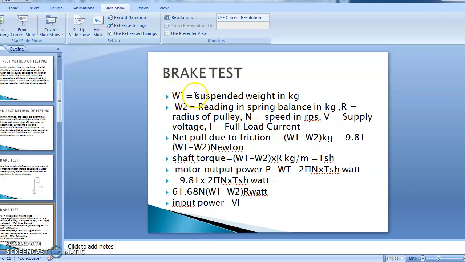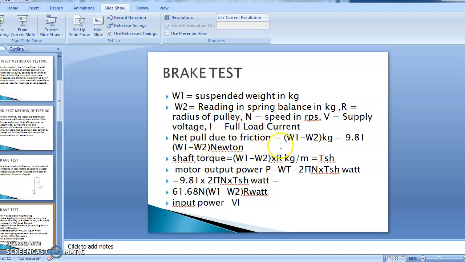First of all, W1 is the reading on one side of the pulley, the suspended weight in kg. Similarly, W2 is the reading on the spring balance in kg. R is the radius of the pulley. N is the speed in RPS, the motor speed. V is the supply voltage and I is the full load current. Across the motor's input terminals, we can directly connect a voltmeter in parallel and an ammeter in series, so that they give the readings of the supply voltage and full load current.